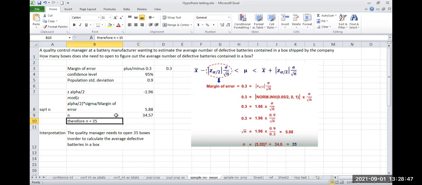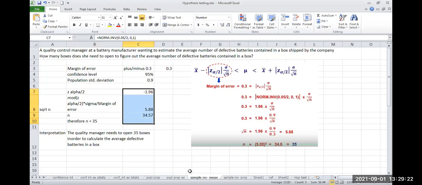This is how you will calculate in your Excel, and your interpretation will be that the quality control manager will have to open a sample of 35 boxes in order to calculate the average defective batteries in a box. That is the minimum number of boxes that the quality control manager has to open in order to identify the average number of defective batteries contained in a box shipped by the company. Is this calculation okay?